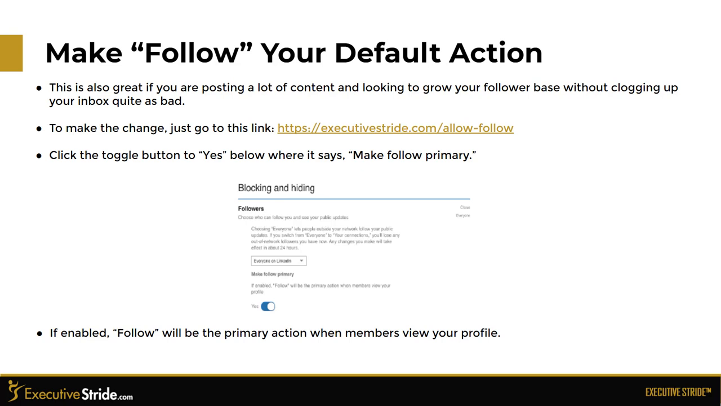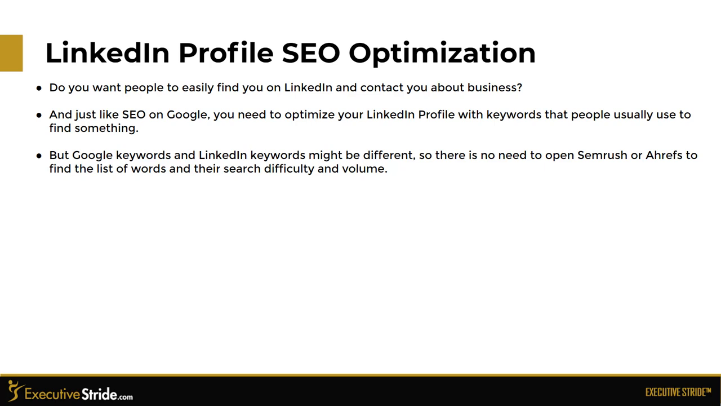All right, next is LinkedIn profile SEO optimization. So do you want people to easily be able to find you on LinkedIn and contact you about your business? Just like SEO on Google, you need to optimize your LinkedIn profile with keywords that people usually use to find something. But Google keywords and LinkedIn keywords might be different. So there is no need to open SEMrush or Ahrefs to find a list of words and their search difficulty and volume. So step one is find keywords on LinkedIn.